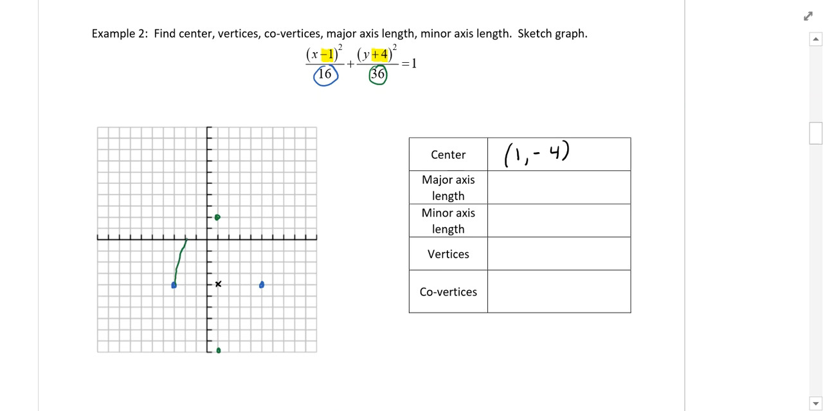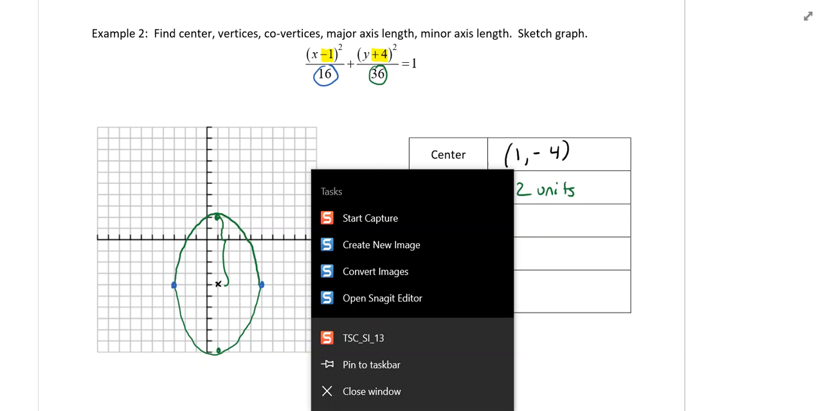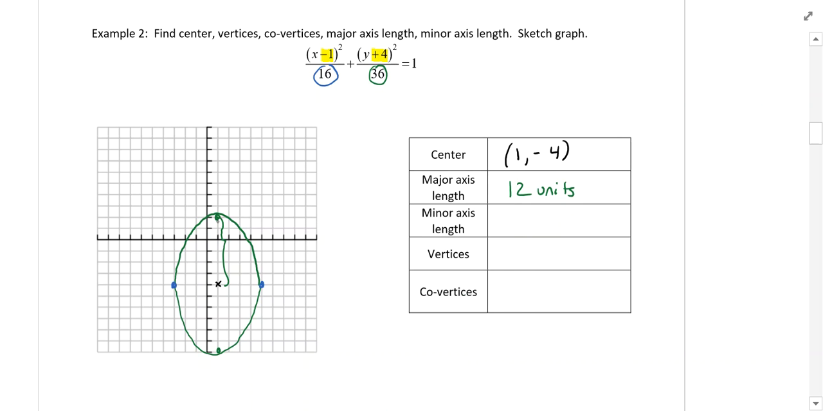Now notice this is more of an egg shape. So my major axis is actually that y value. So our longer radius is 6, which means my major axis is 12 units in total. Our vertices are at 1, 2, 1, 2. Notice here I don't have 0 plus or minus 6 because I've translated it this time. And then the other one is at 1, negative 10.